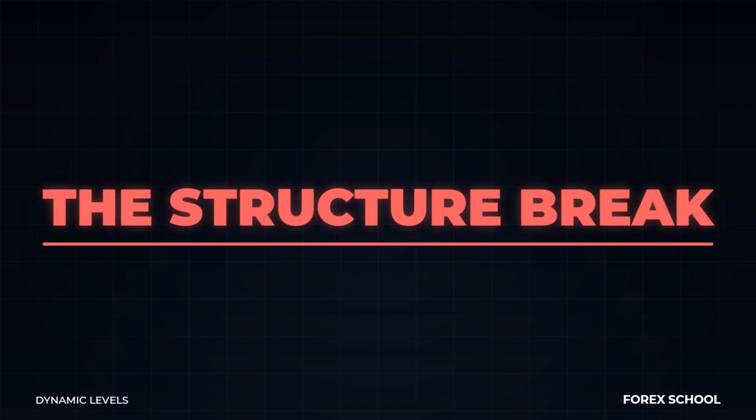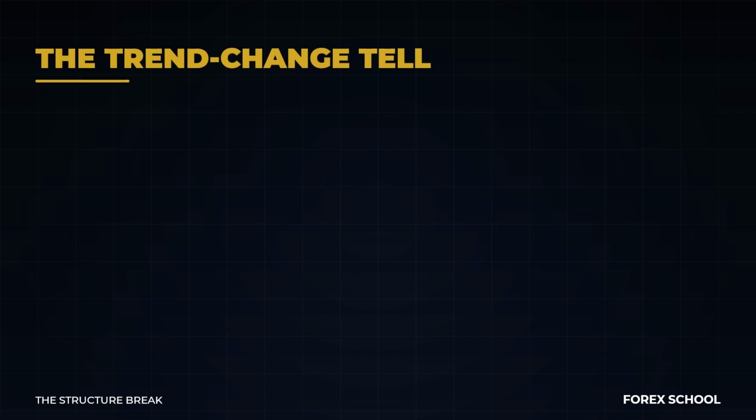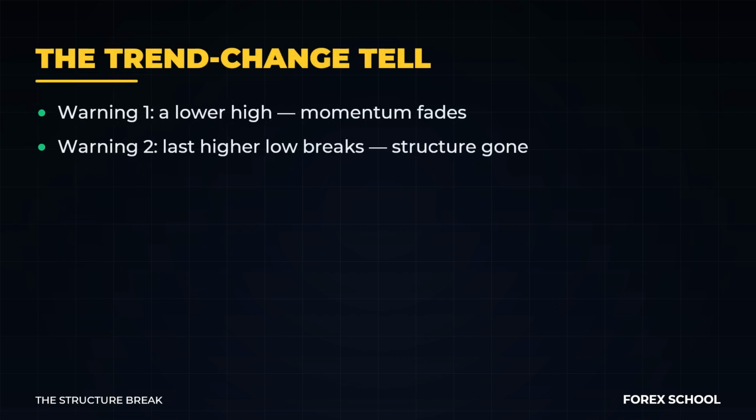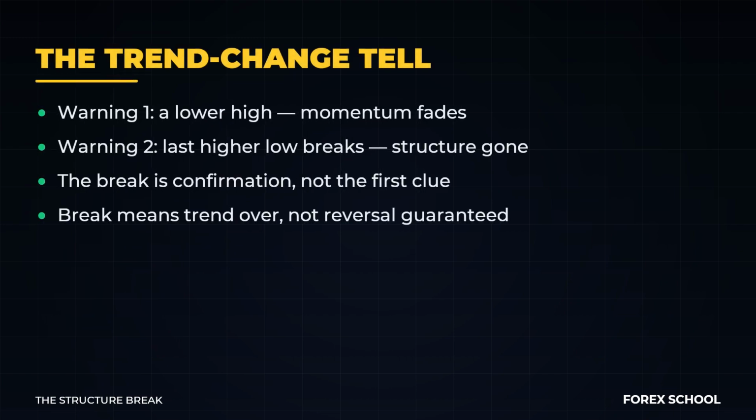Right, here's the moment this whole lesson has been building towards. If a trend is defined by structure, then there is one precise event that tells you the trend is in trouble. An uptrend lives as long as its pattern holds, higher highs, higher lows. So the trend change tell comes in two warnings. Warning 1, price fails to make a new higher high, the rally stalls short and prints a lower high instead. Buyers are losing their nerve.